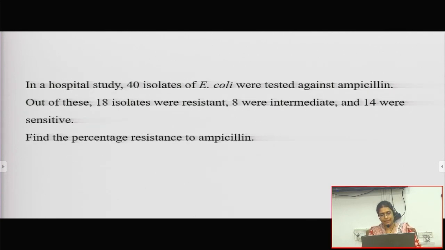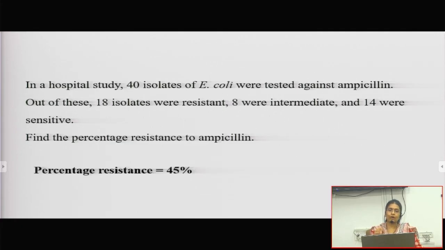In a hospital study, 40 isolates of E. coli were tested against ampicillin, of which 18 were resistant, 8 were intermediate, and 14 were sensitive. Can you calculate the percentage resistance? Yes, 45. This is also a straightforward answer.